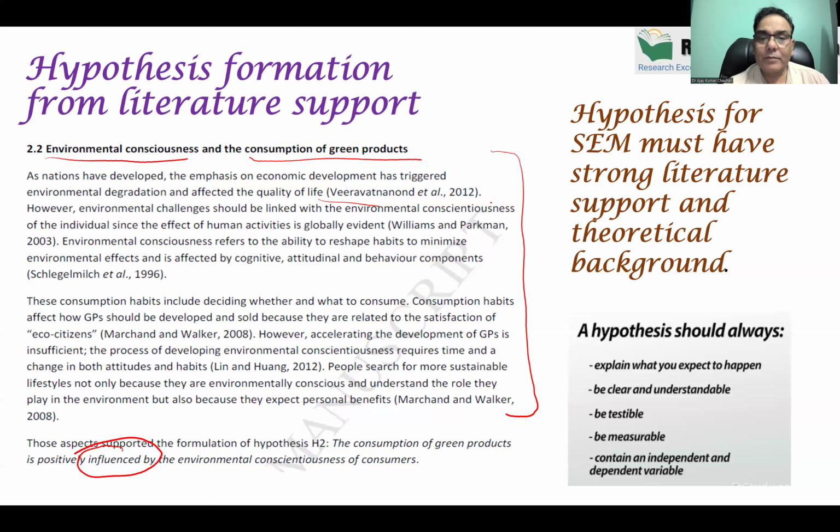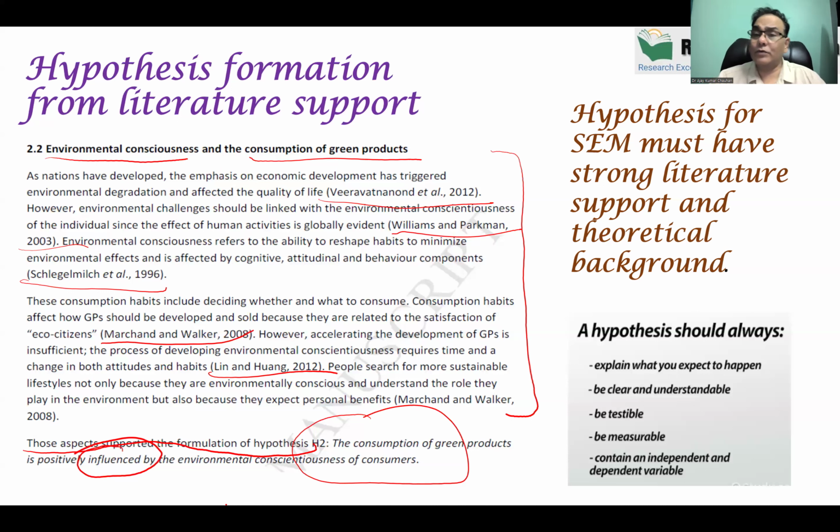So I give some literature support. With the help of literature support, at least 4 or 5 literature supports you have to write here. And on the basis of this, you have to write that those aspects supported the formulation of hypothesis, and you have to write the hypothesis here. So this is called hypothesis development.